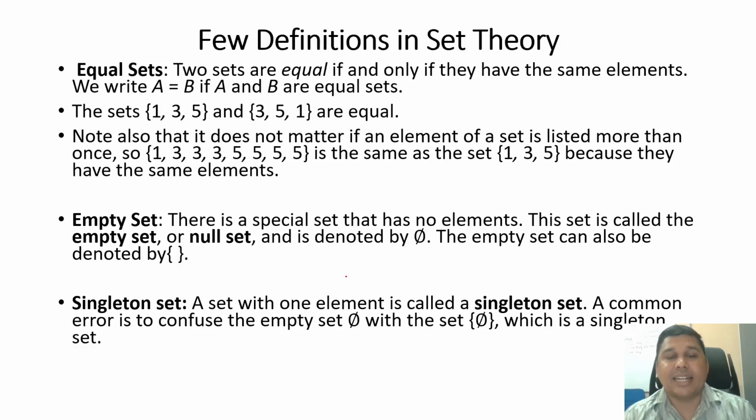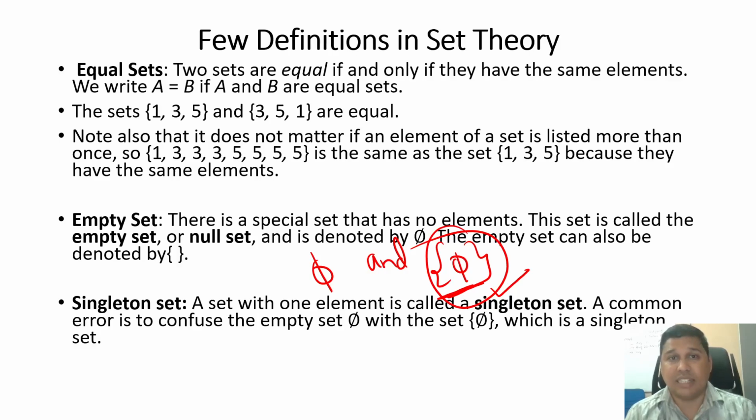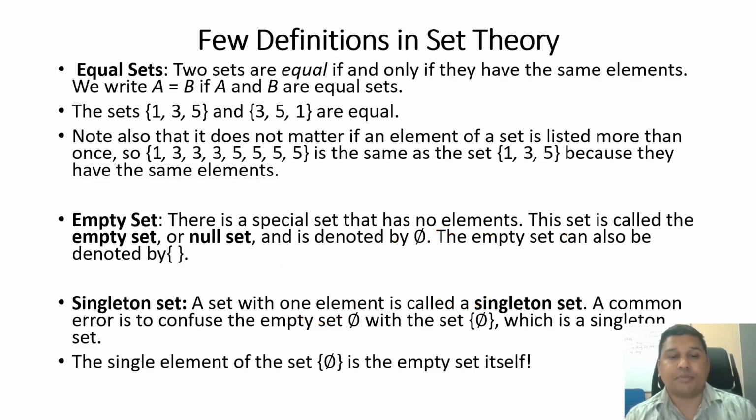Singleton set: a set with only one element. If a set contains only a single element, that kind of set is called a singleton set. So don't get confused between this null and this flower bracket with null. Here you see, this is a singleton set. It is not a null set because inside the flower brackets we have null as the element. In that case, this is a singleton, but writing the symbol alone like this is the null set. So the single element of this set is the empty set itself. So an empty set can be an element of a set.